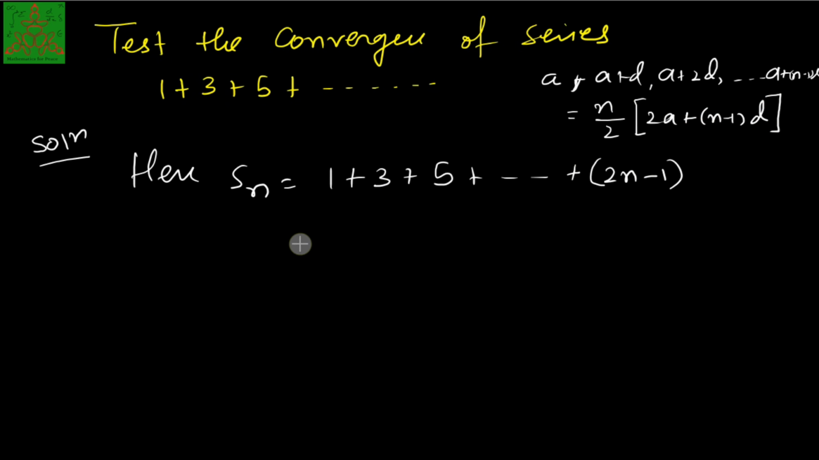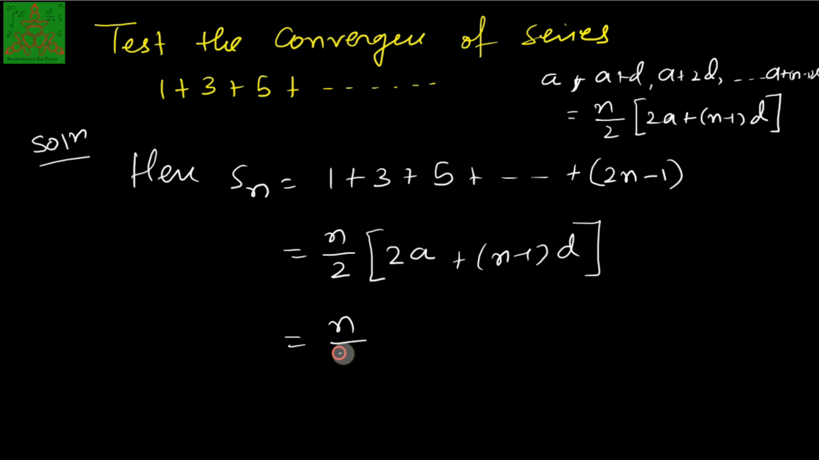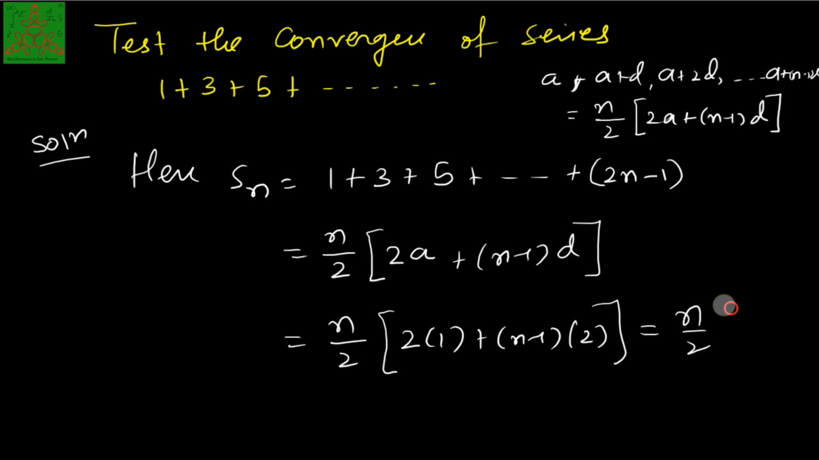So as per this, it will be n by 2, where n is the number of terms, 2a, where a is the first term, here the first term is 1, plus n minus 1 d, where d is the difference of two terms, here d is 2. So this gives you n by 2, 2a, that is 2 into 1, plus n minus 1 into d, that is 2. If you simplify this, it will be left as n by 2, 2 plus 2n minus 2, so that will be left with n square.